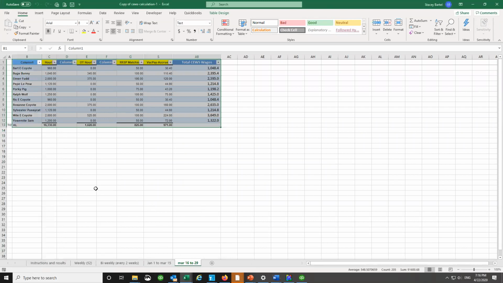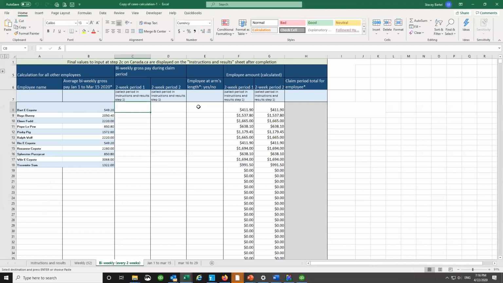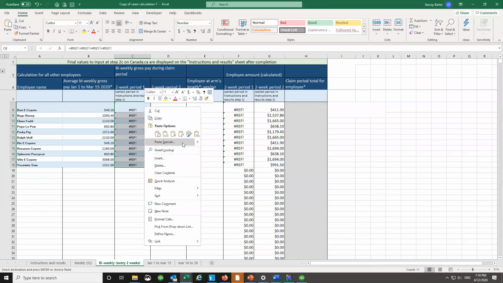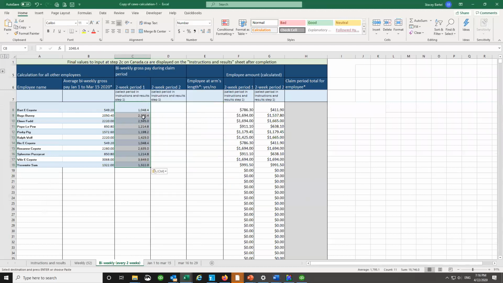So we have this information here. So what do we need? What do we know we need to know? Well, we have the employees' names already. We need their total wages for the period of time. So go into the biweekly and we're going to put this in for the first period. Remember, we have to paste special with the numbers in the formula. So here we go.